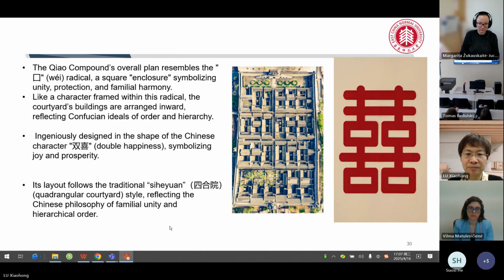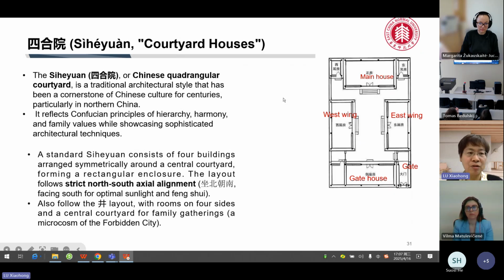So when we say 四合院, or courtyard house, we need to know what kind of courtyard is called 四合院. Here, 四合院 is a traditional architectural style that has been a cornerstone of Chinese culture for centuries. This kind of building can be found especially in northern China. And this 四合院 reflects Confucian principles of hierarchy, harmony, and family values, while showcasing very sophisticated architectural technique.